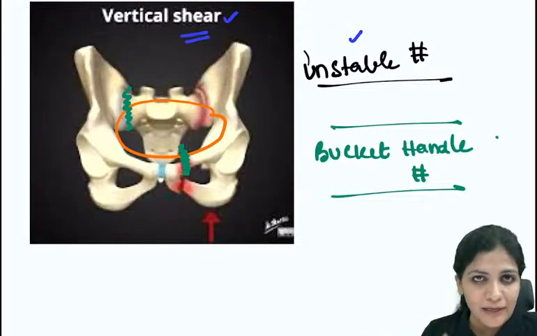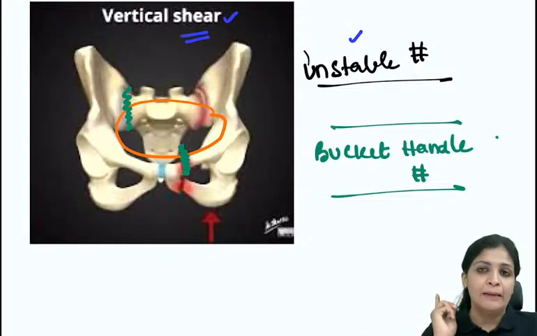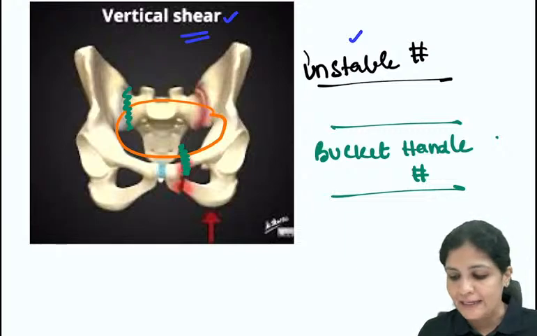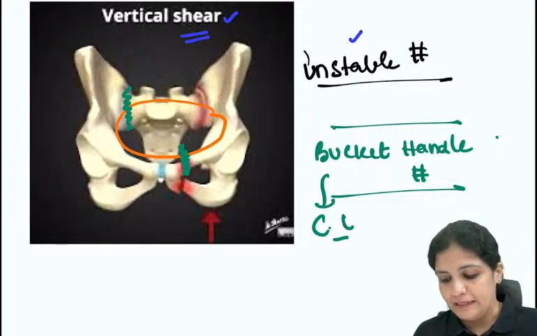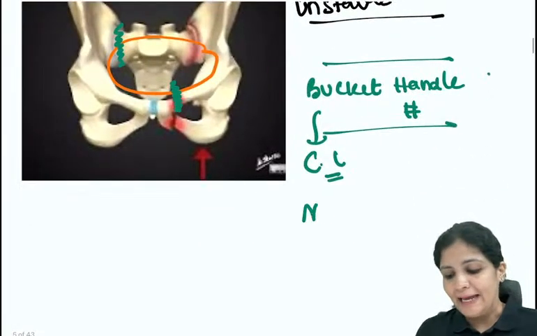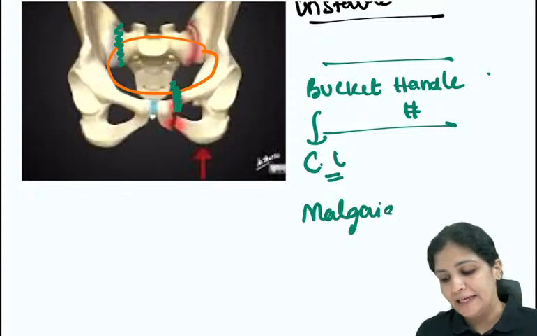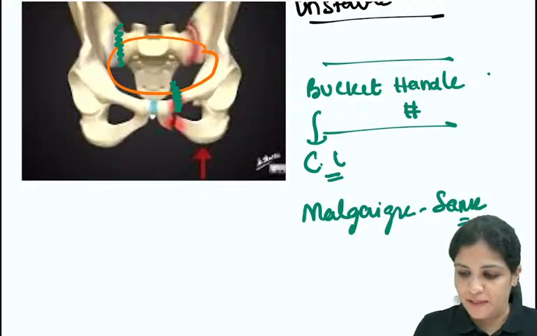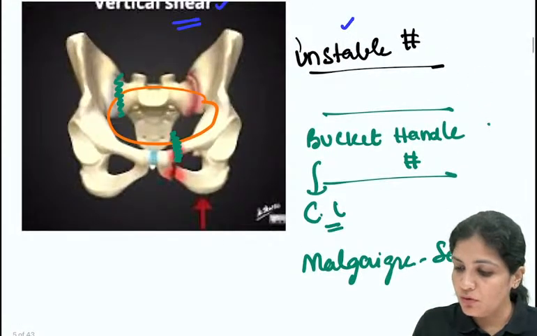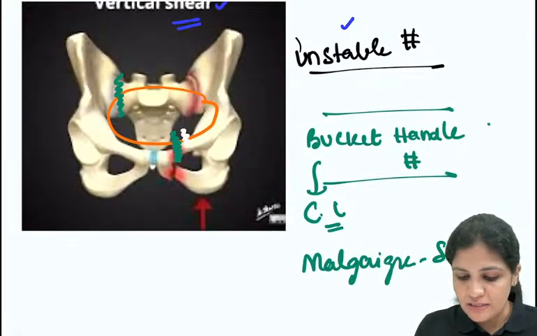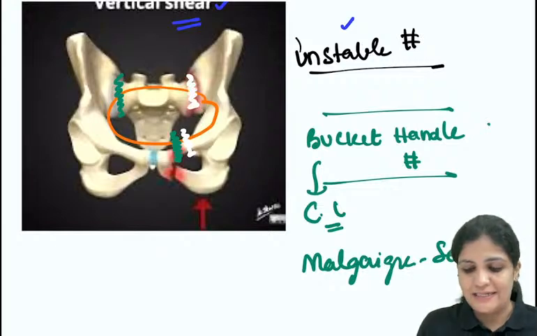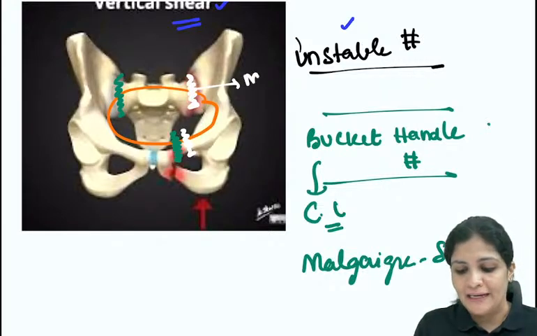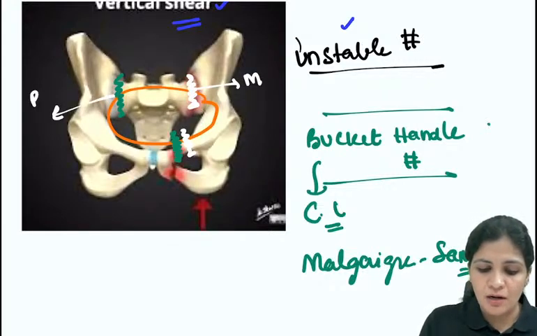You have to remember the Duvernay's, the Malgaigne's, and the bucket handle fracture. So bucket handle is contralateral, so opposite pelvis. Malgaigne is ipsilateral, that is the same side. Same, but what you have to remember is on the anterior and the posterior aspect of the pelvis. So I will draw here. So this is anterior, posterior, same side. So white one is Malgaigne, green one is your bucket handle fracture.